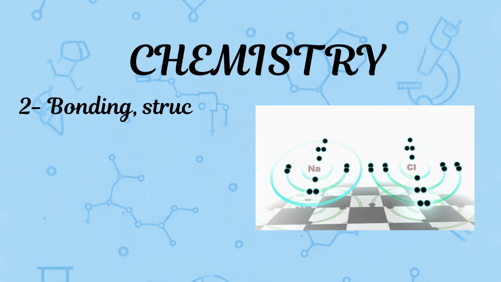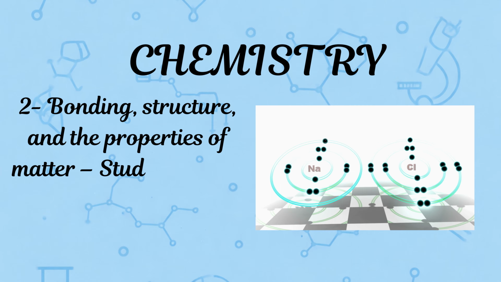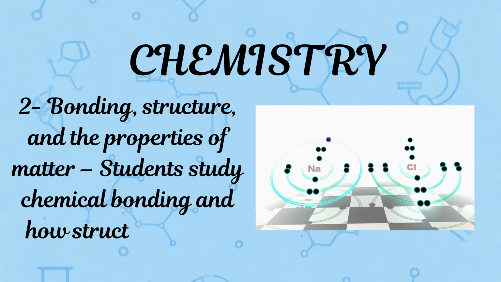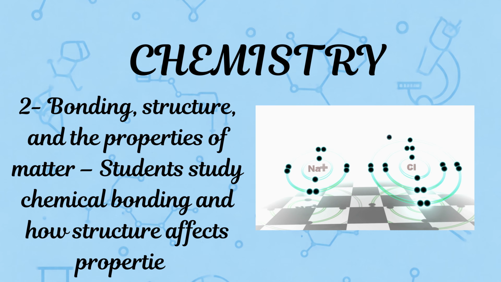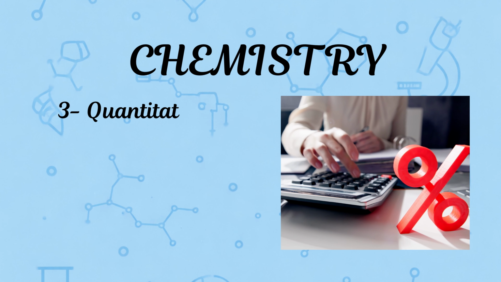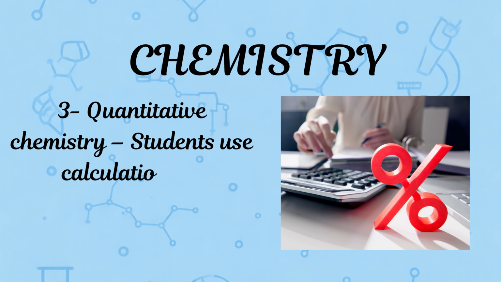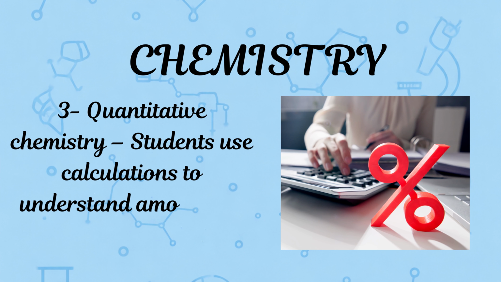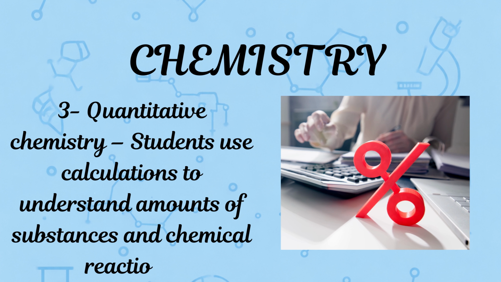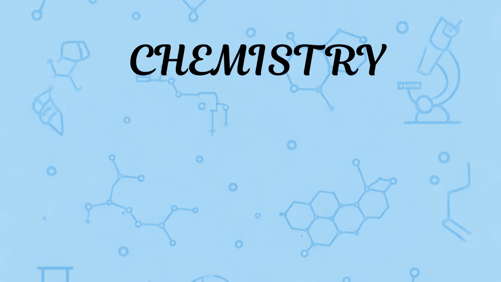Okay, point two, you've got bonding, structure, and the properties of matter. Students study chemical bonding and how structure affects properties. So you're going to need to know what an ionic, a covalent, and a metallic bond are. You're going to need to know examples of giant covalent structures. Okay, so point three is quantitative chemistry. So students use calculations to understand amounts of substances and chemical reactions. So you're going to need to know relative formula mass. You're going to need to know how to calculate the percentage of an element in a compound.